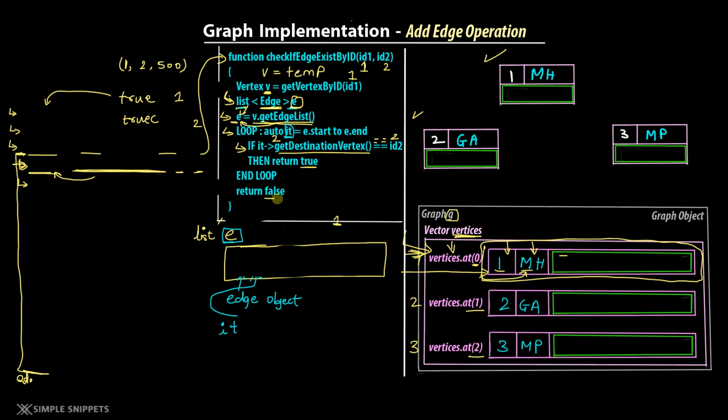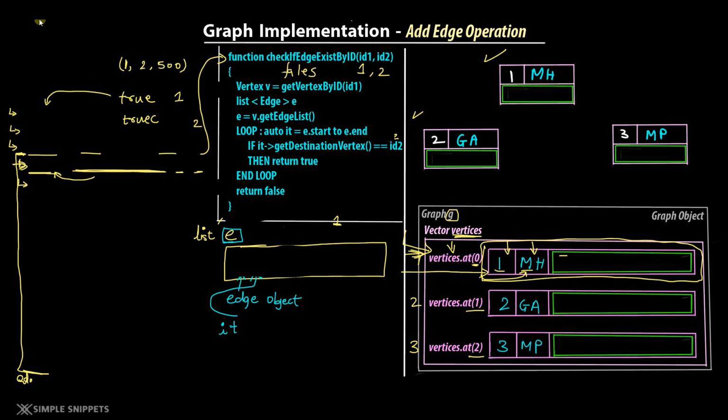It will end the loop and we will ultimately return false, which means that when you check if an edge exists between id1 and id2, we return false because there is no edge between the two. I hope you understood how check if edge exists by id is working. If you are still confused, I recommend that you pause this video and dry run this pseudocode again. Right now, this check if edge exists, where you passed 1 and 2, will return false.